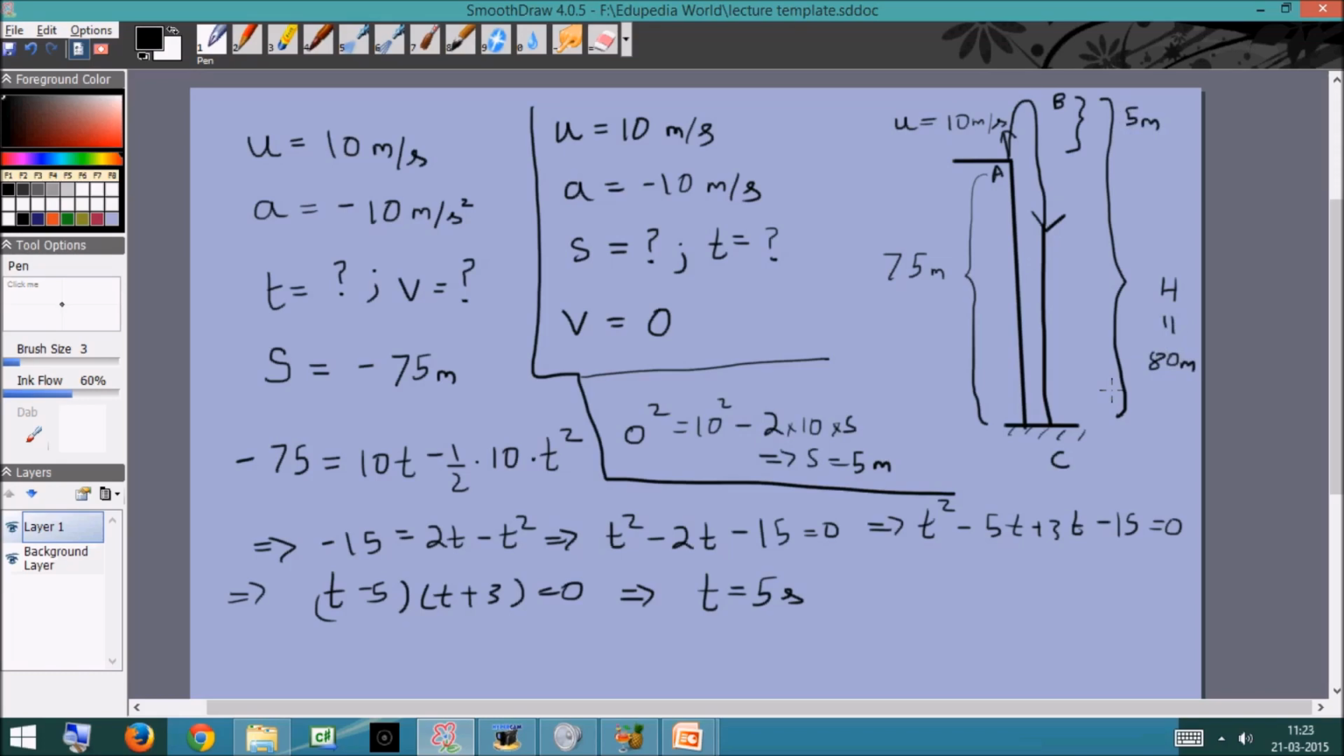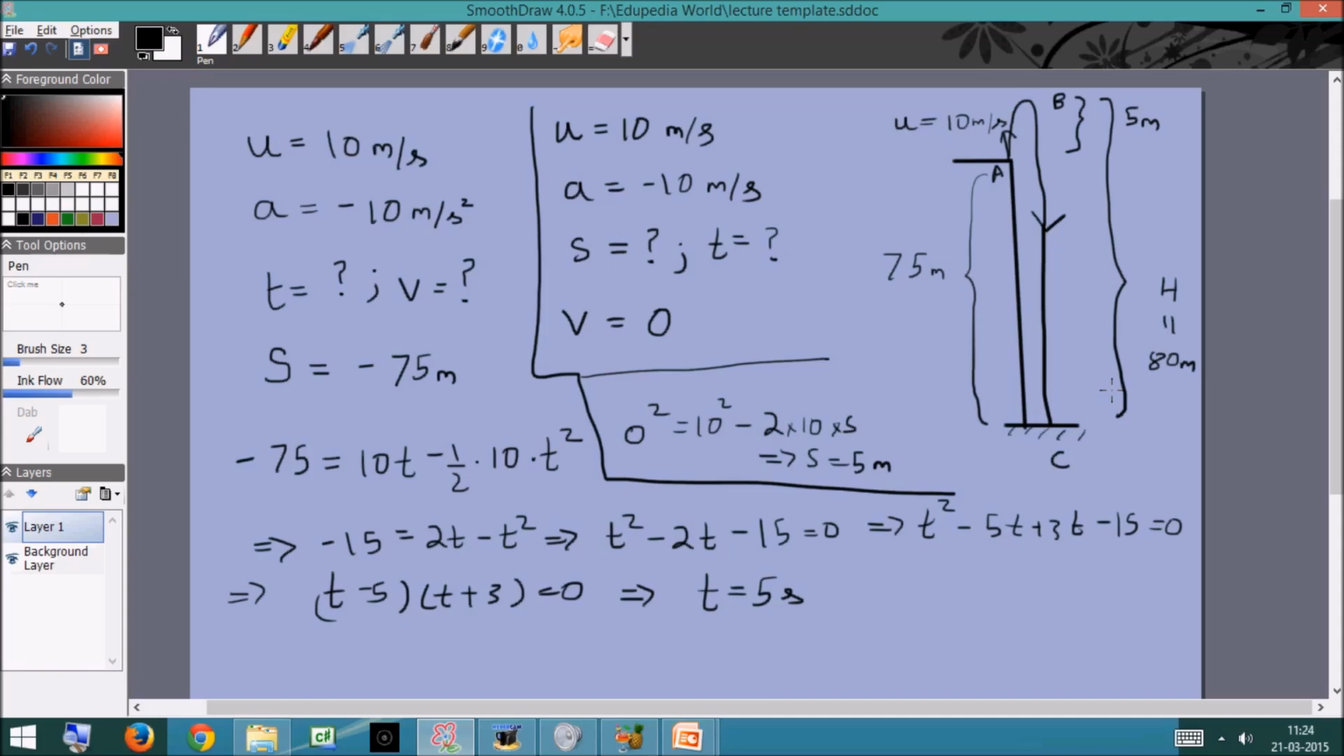So we see that in both the cases we had to apply this equation between two separate events. In the first case we applied the equation between events A and C because we needed the time between A and C. In the second case we needed the displacement between A and B, so we applied the equation between A and B. If you wanted, you could try to apply the equation between B and C, and you would see that the displacement would be minus 80 meters.